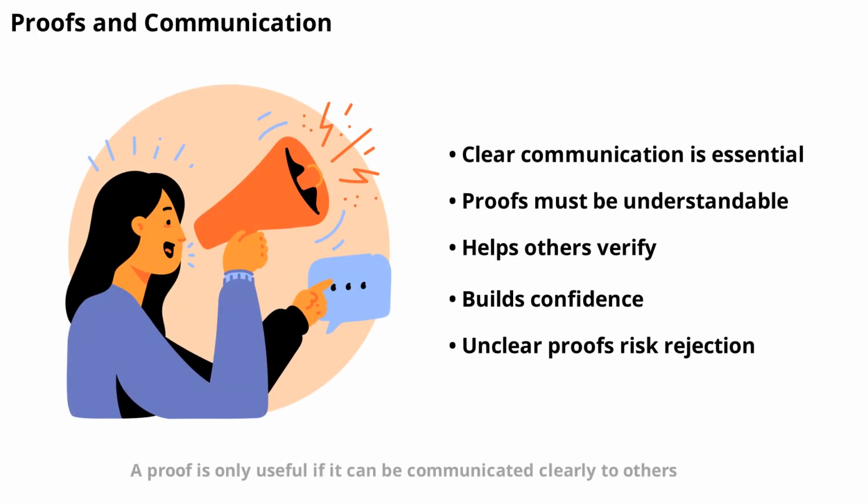A proof is only useful if it can be communicated clearly to others. Mathematicians spend a lot of time writing and revising their proofs to make sure every step is understandable. Clear communication helps others verify the proof and builds confidence in the result. If a proof is hard to follow, it may be rejected even if it's logically correct.